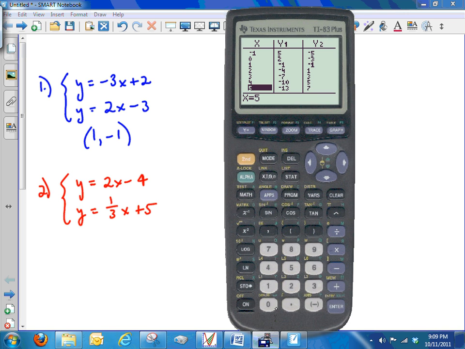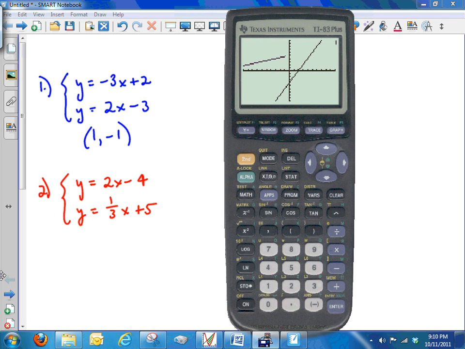But here's the thing. Your answer is not always going to be a nice integer pair like this. So what I'm going to do is go ahead and put in the second system here. I cleared out my y1, y2, and I'm going to put in 2x minus 4 for y1 and 1/3 x plus 5 in my y2. And I'll graph those two.